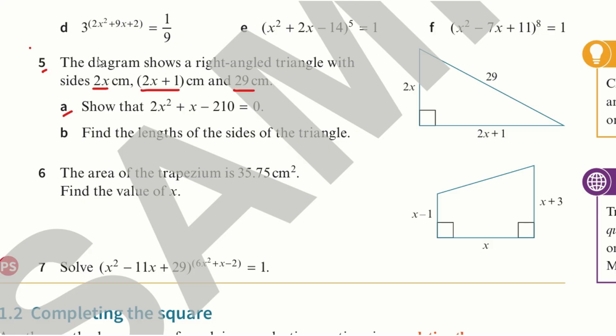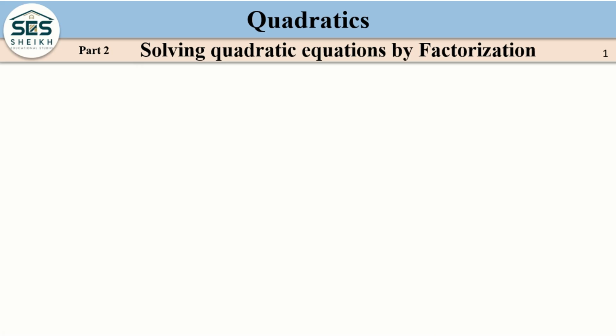A, show that 2x squared plus x minus 210 is equal to 0. So we need to show that using this stem. We need to show that. So let's see how we need to solve it. So we have a right angled triangle.